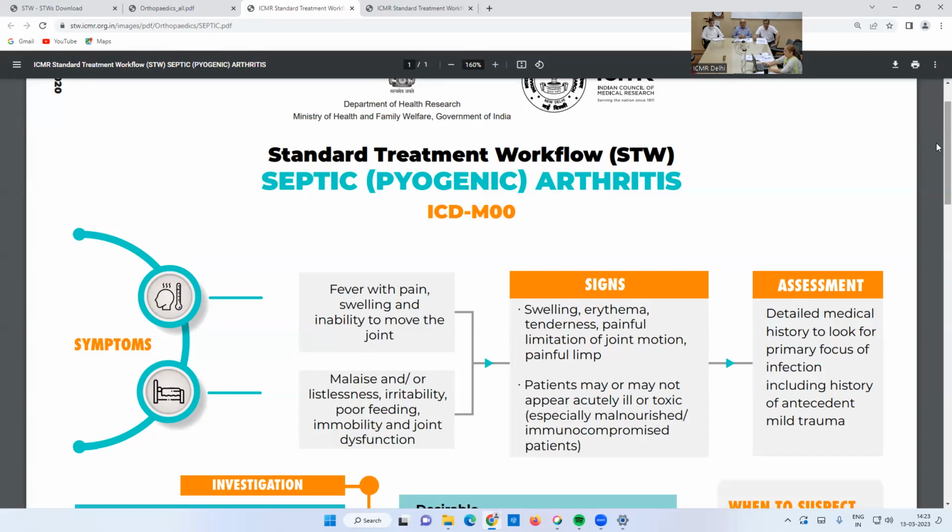These patients may or may not appear acutely toxic and ill, because in some cases, like malnourishment or if the patient is immunocompromised, the signs are usually masked. So we have to take a detailed medical history to look for the primary focus of the infection, including a history of antecedent mild trauma. Based on the history and examination, the diagnosis is crucial, because time is a limiting factor in the management of septic arthritis, and any delay in diagnosis can cause morbidity, or the prognosis can be worse for the patient.